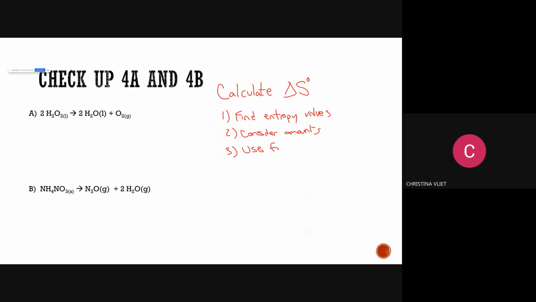And our formula is delta S equals, and it's actually more complicated than this. It's the summation sign, the addition of your products minus the addition of your reactants. This is how it's written in the Cambridge Standard. Remember, summation just means you add up all your products and you add up all your reactants.